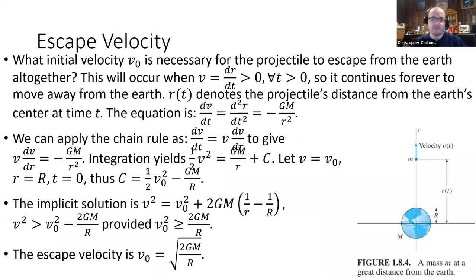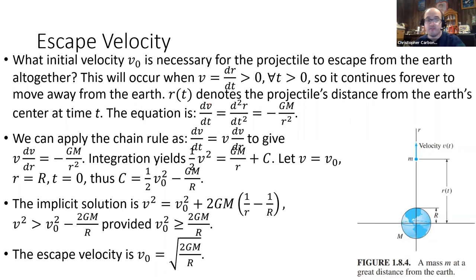And then finally, we have escape velocity. That being what initial velocity, V sub zero, is necessary for the projectile to escape from the Earth altogether. And this would then occur when V, the derivative of R with respect to T, is greater than zero for every T greater than zero. So it continues forever to move away from the Earth. R of T will then denote the projectile's distance from the Earth's center at time T. And the equation is the derivative of V with respect to T, equal to the second derivative of R with respect to T, that being negative capital G times capital M divided by R squared.